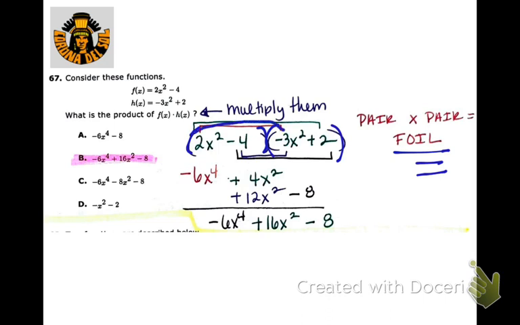So 2x squared times negative 3x squared, that's where this negative 6x to the 4th comes from. And then the outside, multiplying these two, that's 2x squared times 2, which would be 4x squared. Then we're working on these ones, so that's negative and a negative, so that's a positive 12x squared. And then we've got the last terms, so negative 4 times a positive 2, which is negative 8. And then we're just going to combine our like terms perfectly like this.